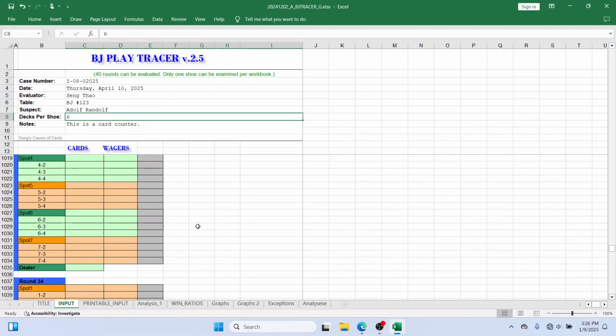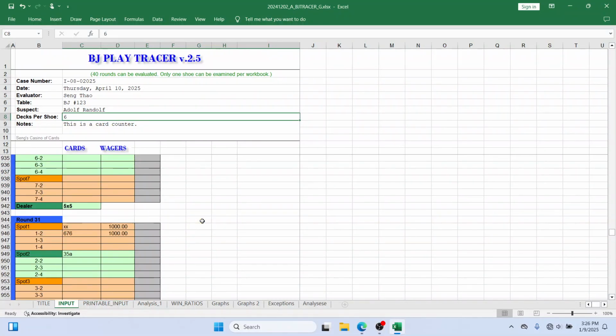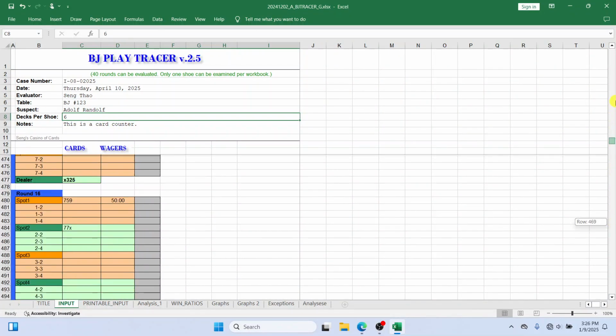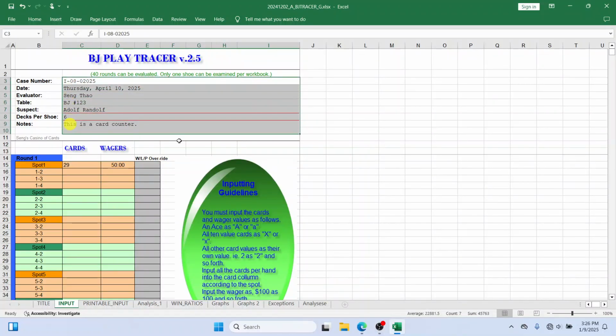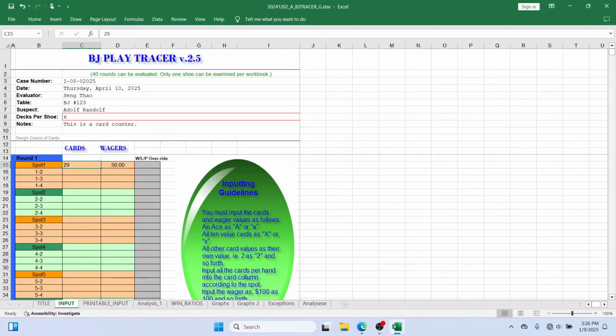If you're tracking more than 40 hands, you would create and copy and save this file separately. So this entire file here, you would save it as play 1 and then start a brand new one, make your inputs here, and then begin again with another shoe game. So for each shoe you want to use a different sheet. You would save this entire file here. The application will analyze only those 40 rounds.